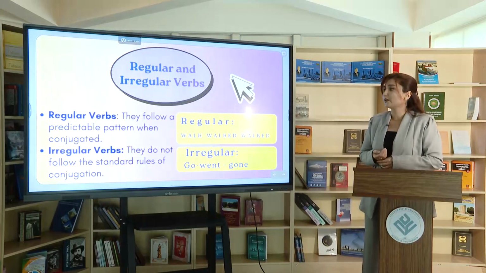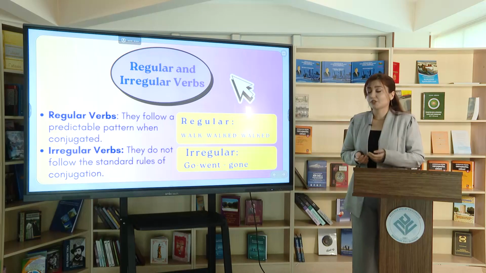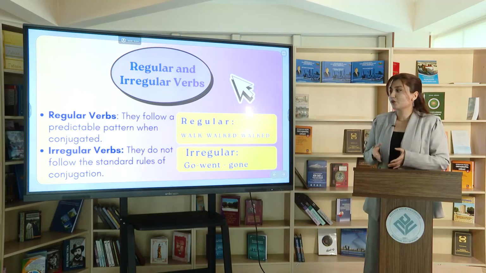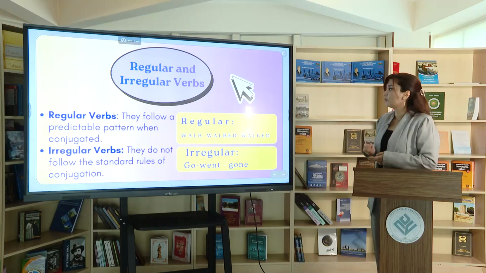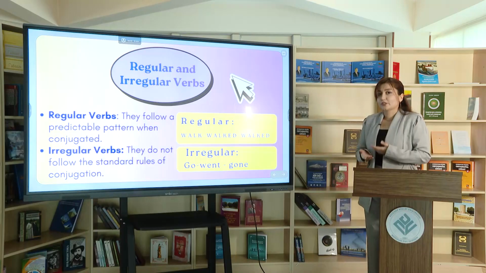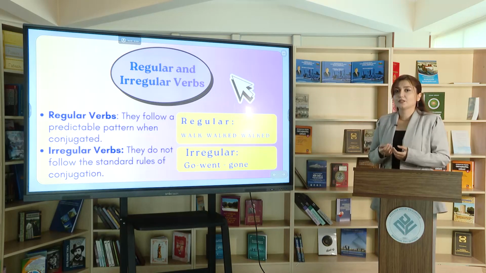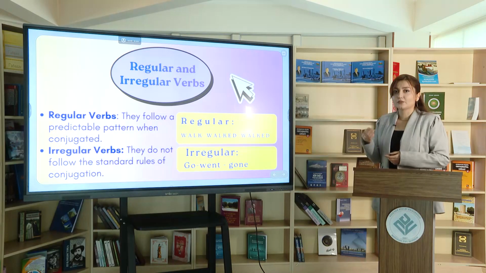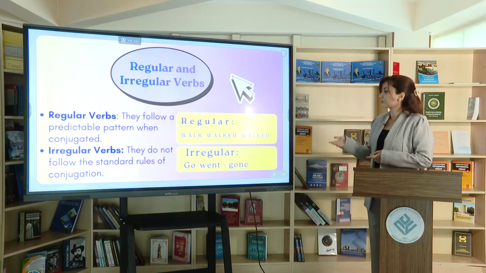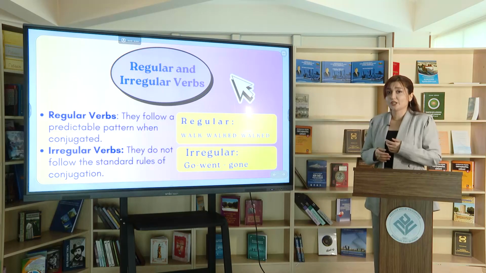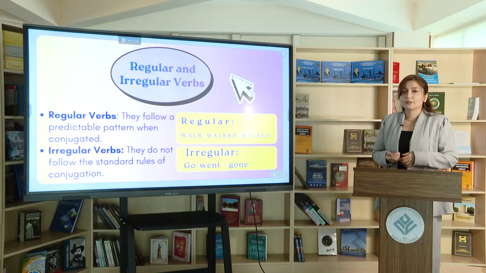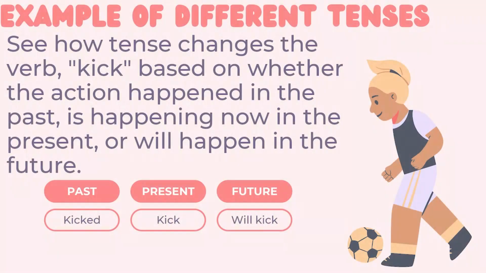Regular verbs follow a predictable pattern when conjugated, and irregular verbs don't follow any standard rules of conjugation. For instance, when we use regular verbs in past tense, we add -ed at the end of the verb: walk, walked. Irregular verbs change completely: go, went, gone. And the third form is mainly used for perfect tense.